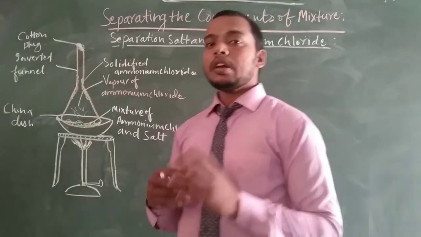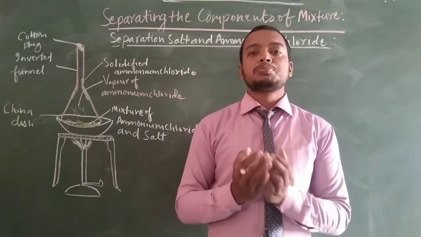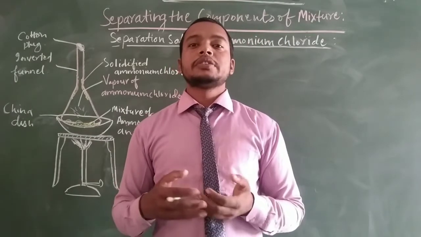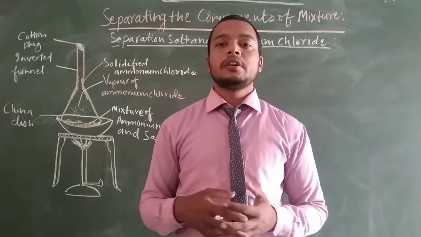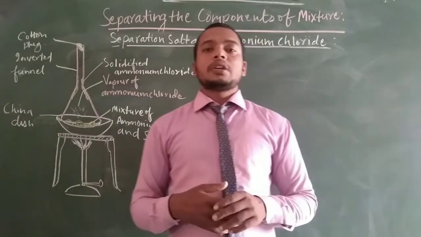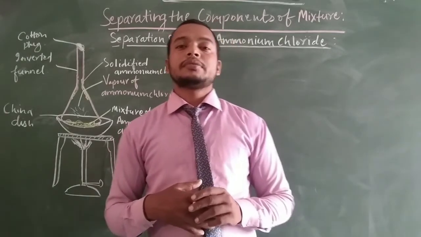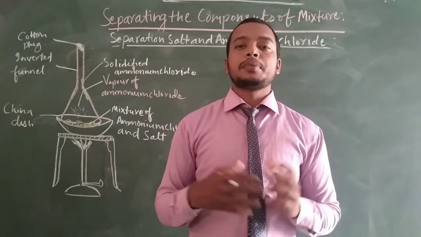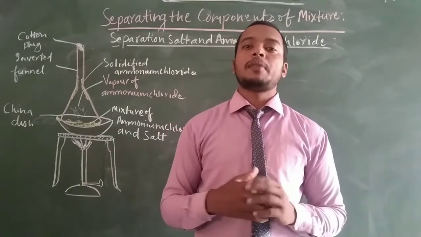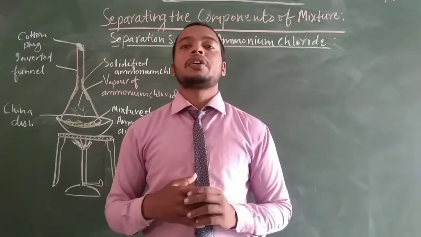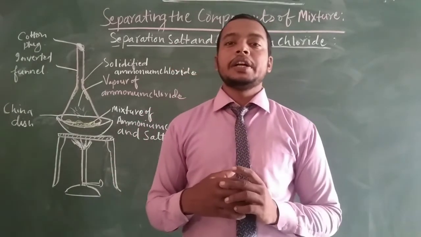So I repeat again. First we take a china dish and put in our mixture that contains ammonium chloride and other impurities or salt, and put it on the wire gauze, and the wire gauze is put on the stand. All this apparatus is heated with the help of a burner. The china dish is covered with an inverted funnel, and the inverted funnel is blocked by a cotton plug.